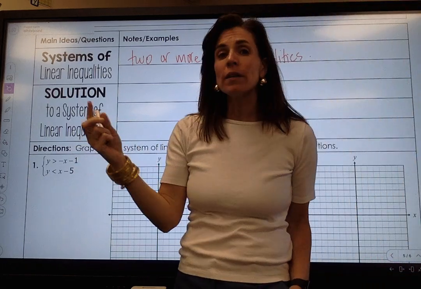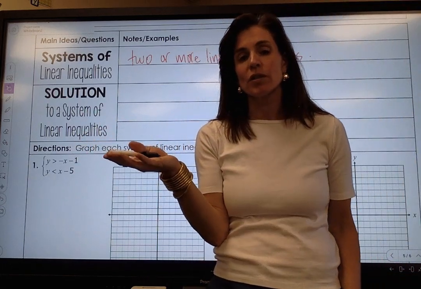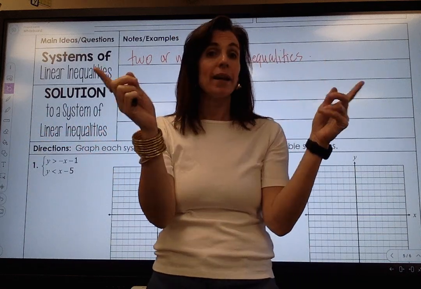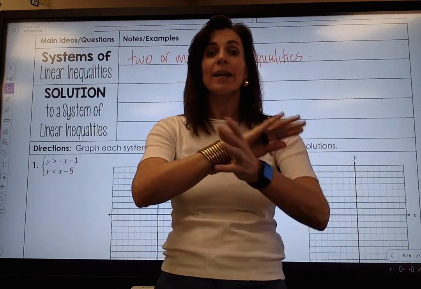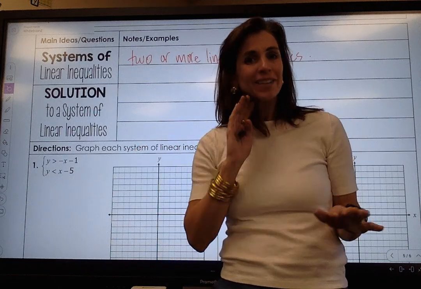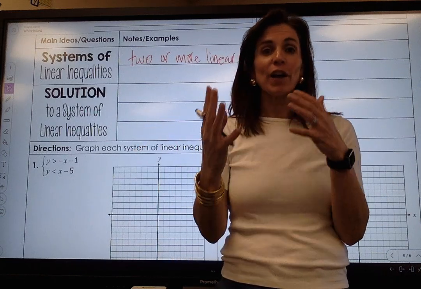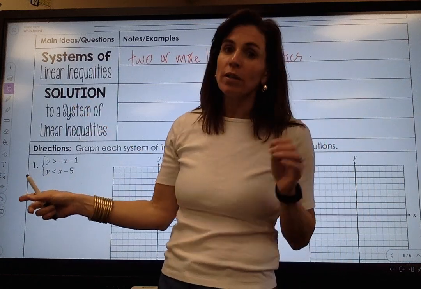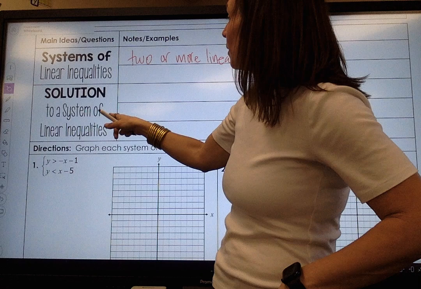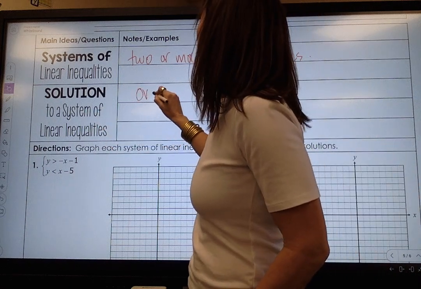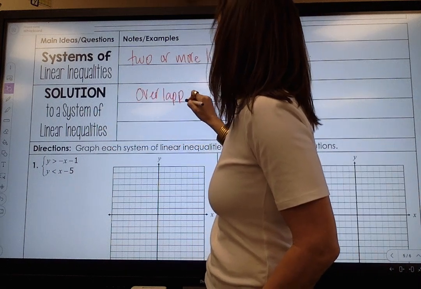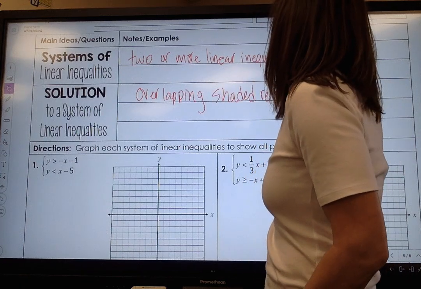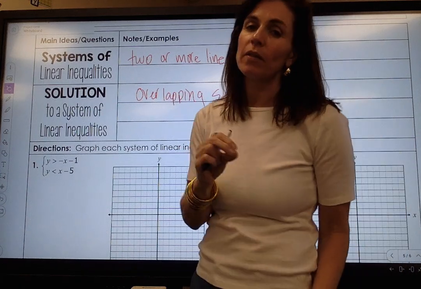Now, how do you find the solution? Remember when we did solutions of linear equations, it was either one, the intersection point, parallel lines, no solution, or the same line, infinitely many. This is different. Now we're going to have intersecting lines, but we've got shaded areas. We're shading above, we're shading below. So the solution to a system of linear inequalities is the overlapping shaded region. That is going to be the solution to your inequality.